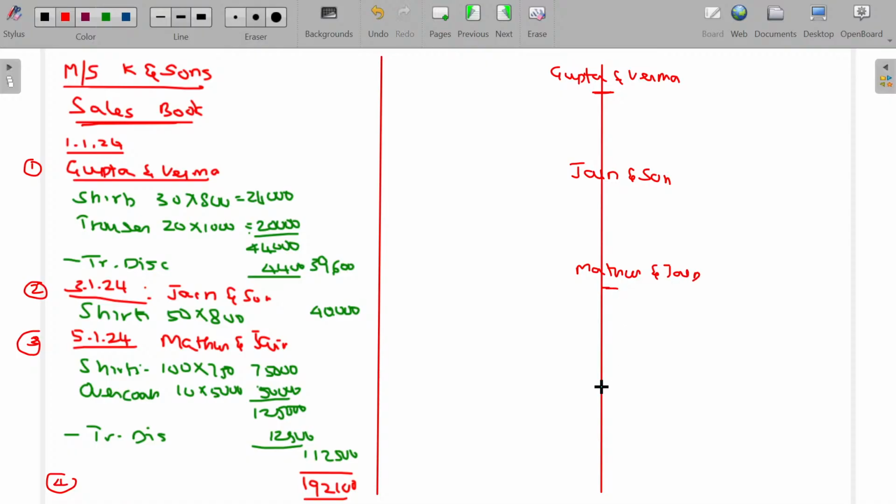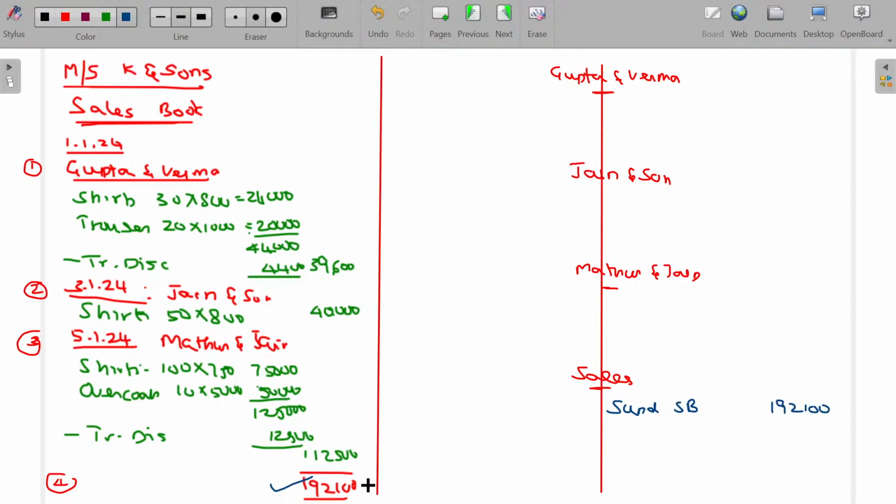The last one is sales. Come on, tell me. Sales is what? A revenue or credit balance. As sales is the credit balance, post that here in the credit side, sundries from sales book, the value being 1,92,100.